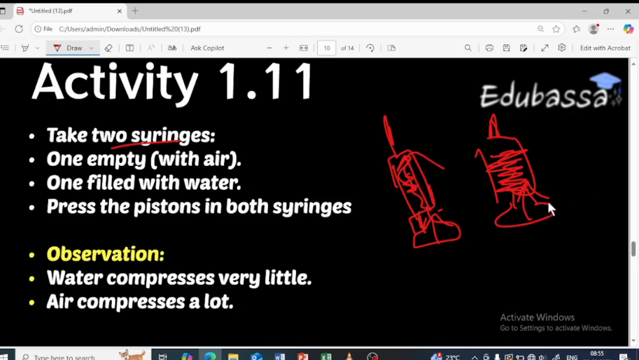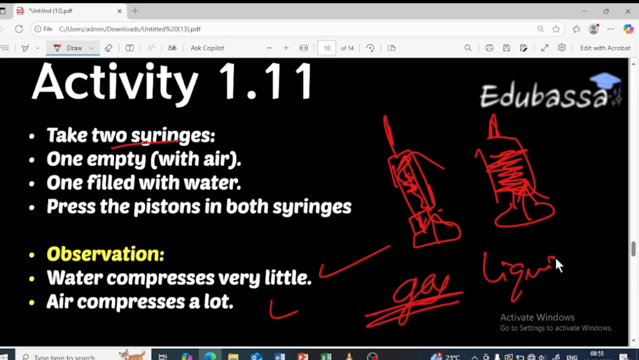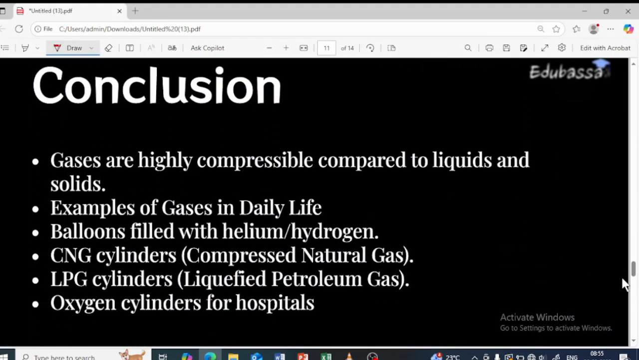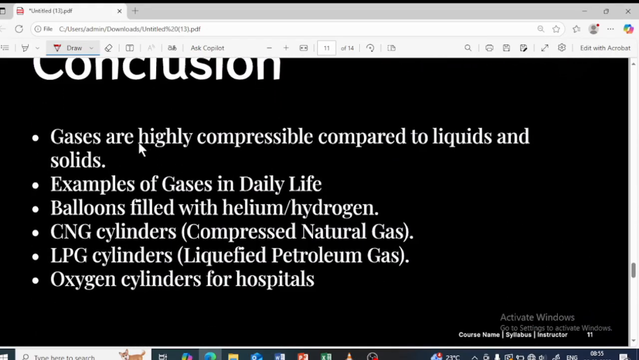You can do this experiment if you have a syringe, but while handling the syringes, please be careful. Please take off the needle and use it. So the air compresses easily. Water will compress a little less compared to the air. From this experiment, what you can understand is that gases are highly compressible compared to liquids, right? So gases are highly compressible compared to liquids as well as solids, that is understood clearly.